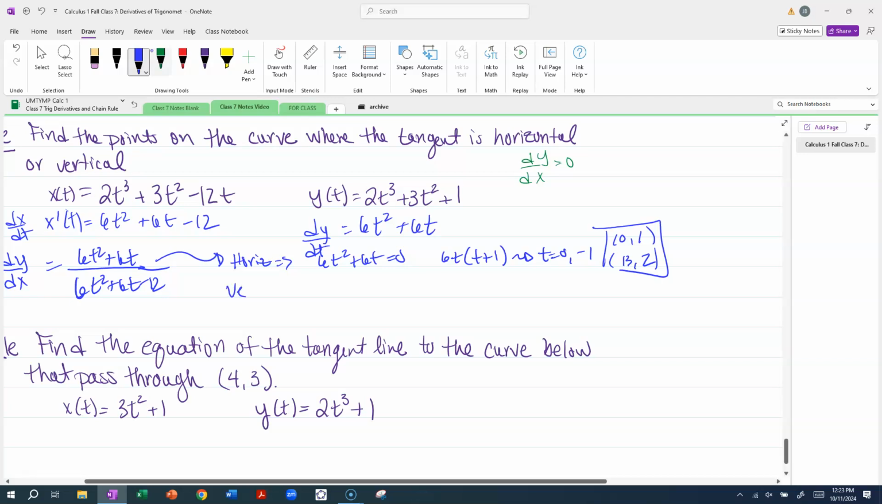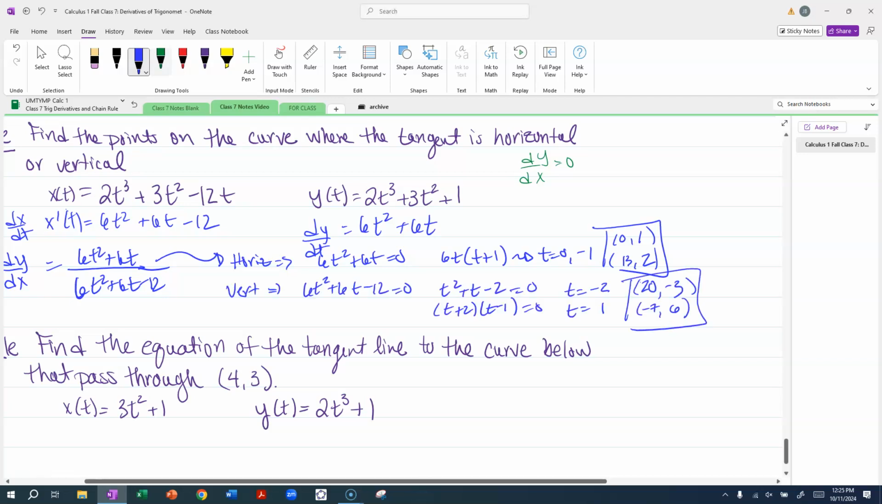Vertical is similar. For where the tangent is vertical, you'd have to set the denominator equal to 0, and you get t is equal to 1 and minus 2, which gives those points.